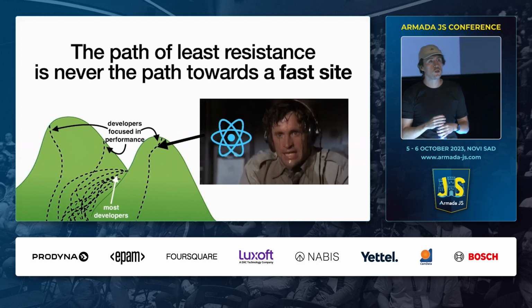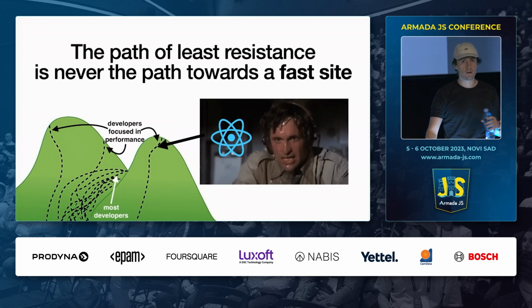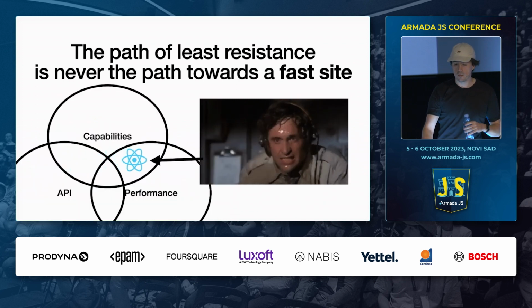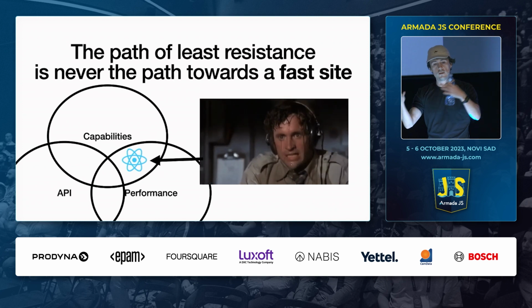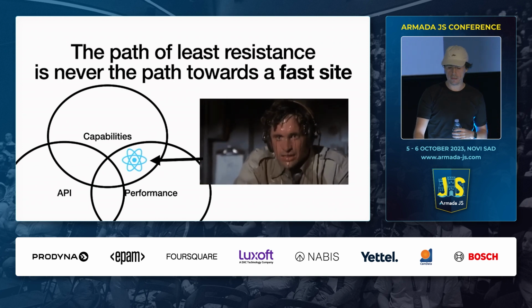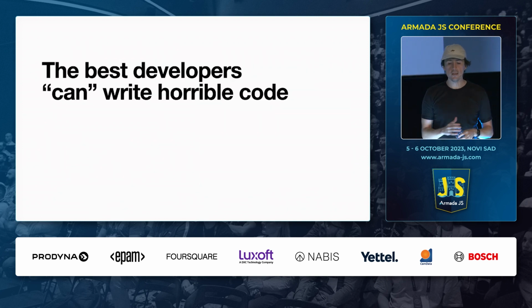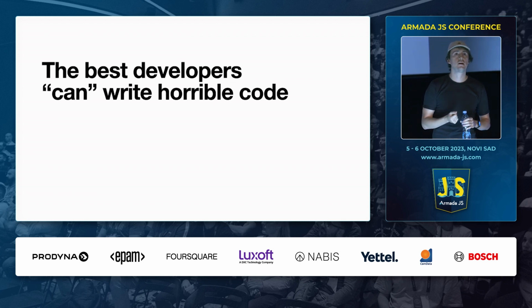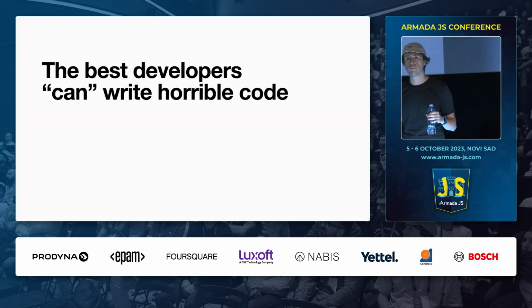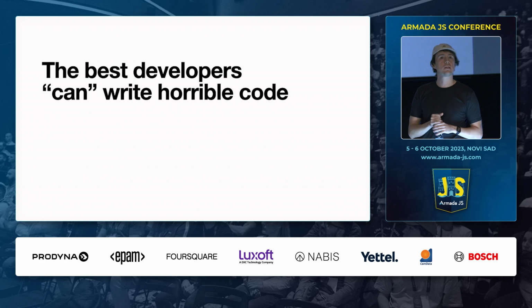It's not a technology problem. It's a design problem. So again, when you move there, you are getting away from that API circle, and then you're getting into the capabilities and performance. I used to say that the best developers can write horrible code. And I think sometimes when you go to a company, especially like a startup, and you look at the code base and the code base is a mess, I actually think that's sometimes a very good thing.